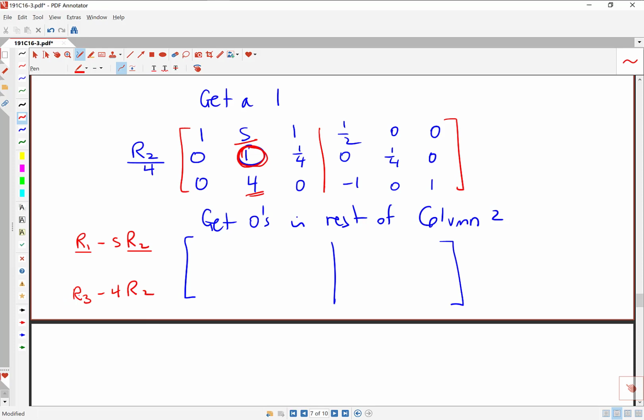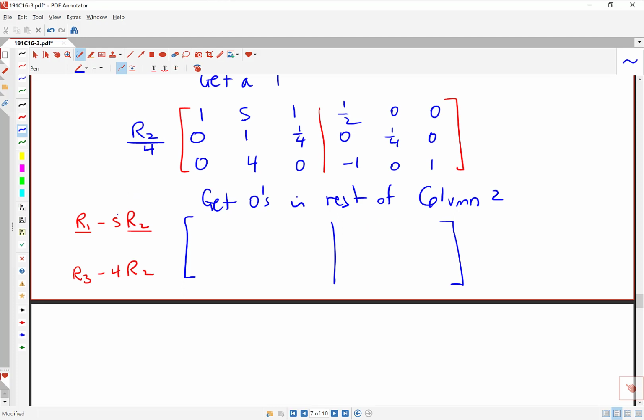Again, the pattern is that you go current row, so whatever row your number is in, and then plus or minus a multiple of your pivot row. If it's a positive 4 that we're trying to eliminate, then it's minus 4 times the pivot row that we want to do. So let's try this operation row 1 minus 5 row 2. So we're going to go 1 minus 5 times 0 is 1. 5 minus 5 times 1 is going to give us 0. And then 1 minus 5 times 1/4.